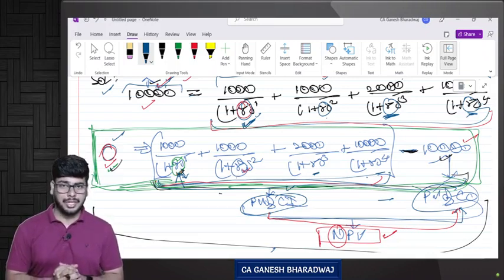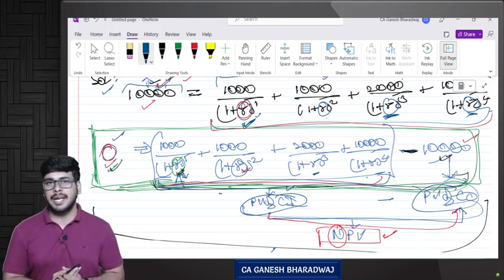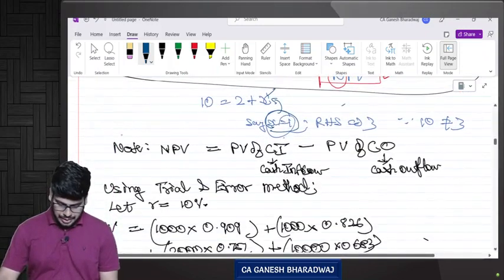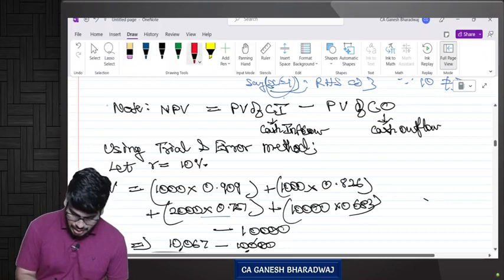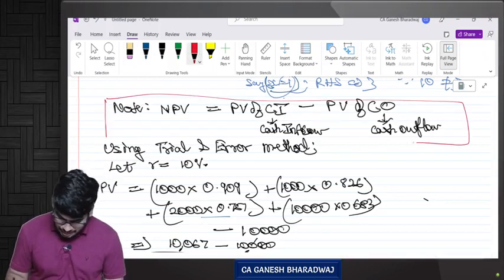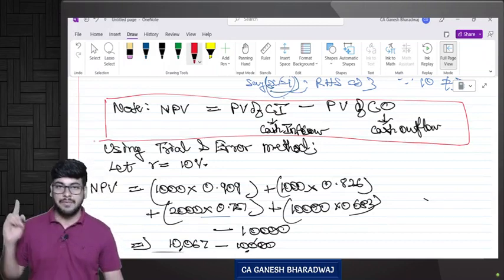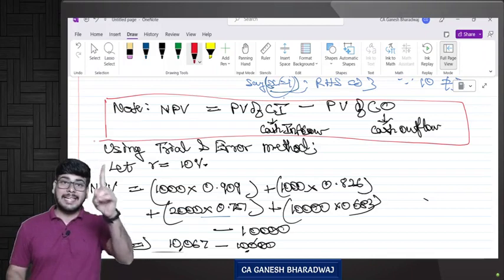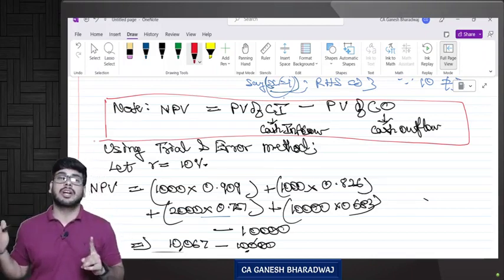Are you clear with this? So we need to resort to something called the trial and error method. Now, how do we do it? Very simple. First, let's make note of this. Net present value, NPV, is nothing but present value of cash inflows minus present value of cash outflow, and the rate at which your net present value is 0 is called IRR.